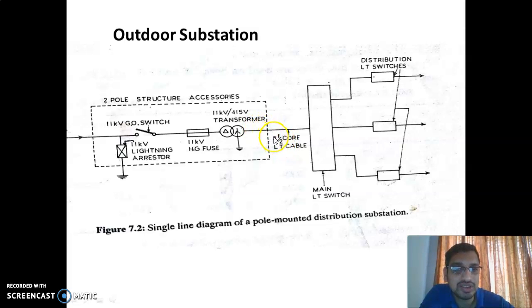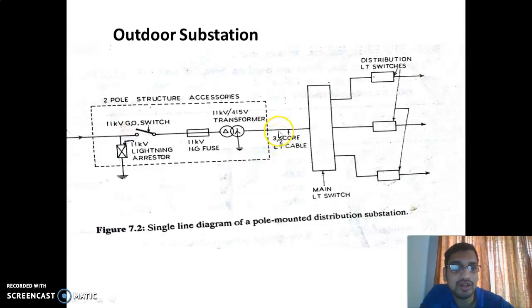The 3.5 core cable consists of four wires. Out of these four wires, three are used for phase connection: one for R, one for Y, one for B. The fourth one is used for neutral connection. We name it 3.5 core because the fourth wire, used for neutral, is half the size of the first three wires.